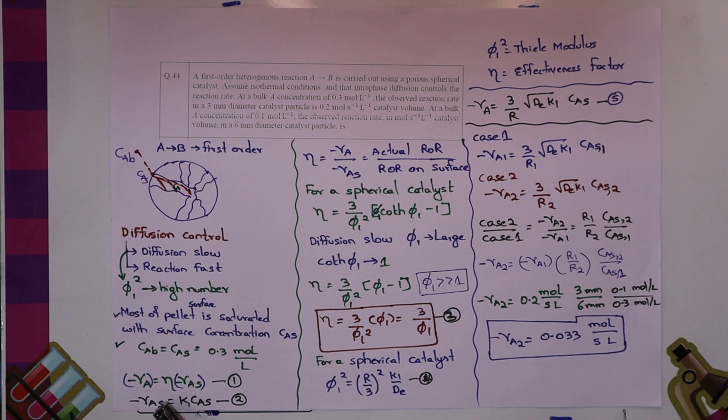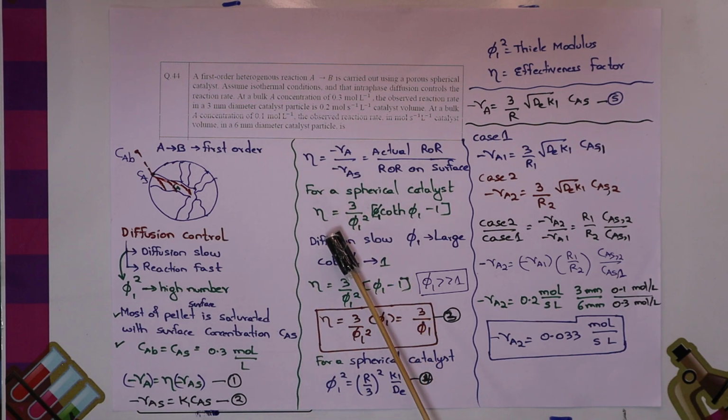What is the surface rate? Because it is a first order reaction, the rate of reaction at the surface is K1 into CAS, because the reaction happens on the surface at a concentration of CAS. So the reaction speed on the surface is minus RA equals K1 into CAS. Then, the effectiveness factor is nothing but the actual rate of reaction inside the catalyst, RA, divided by the rate of reaction on the surface.